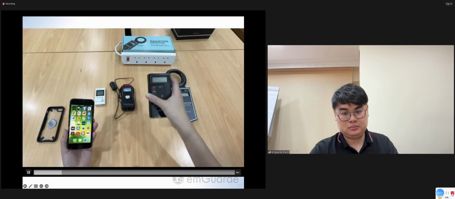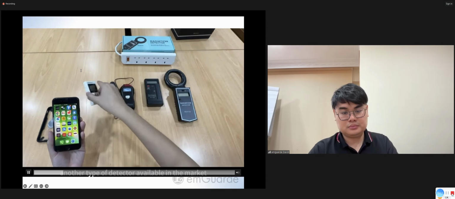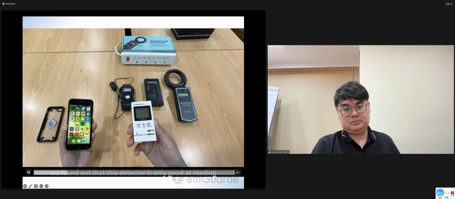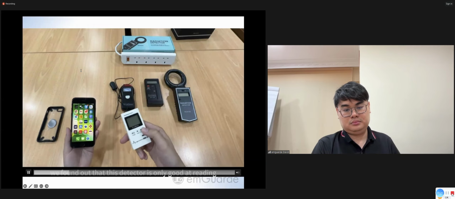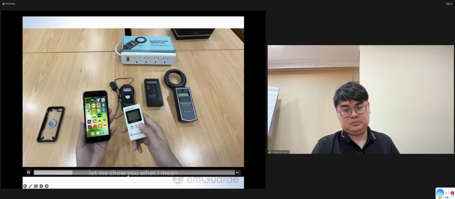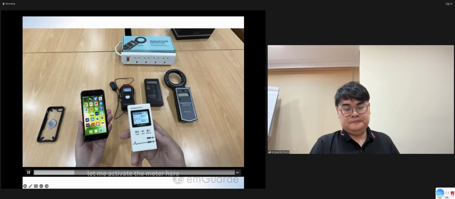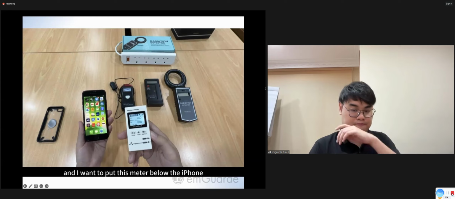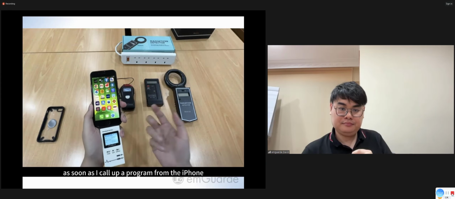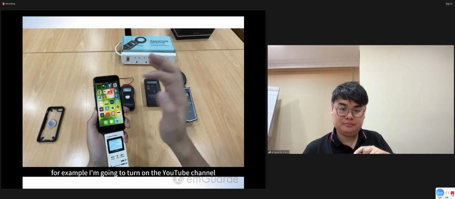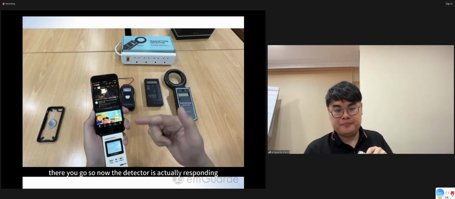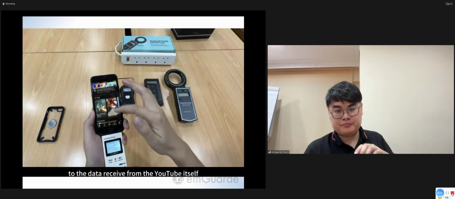Okay, now another type of detector available in the market, electromagnetic field tester. Now this detector, we found out that it is only good at reading the signal coming in from the 4G or the Wi-Fi. Let me show you what I mean. Let me activate the meter here, and I want to put this meter below the iPhone. Okay, now as soon as I call up a program from the iPhone, for example, I'm going to turn on the YouTube channel. There you go. So now the detector is actually responding to the data received from the YouTube itself.